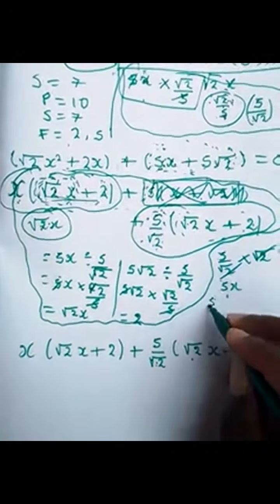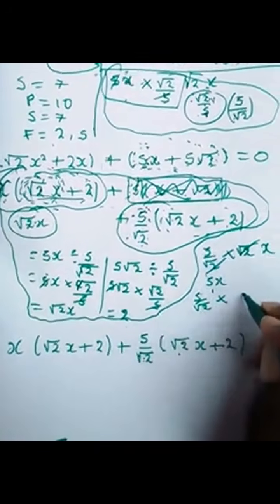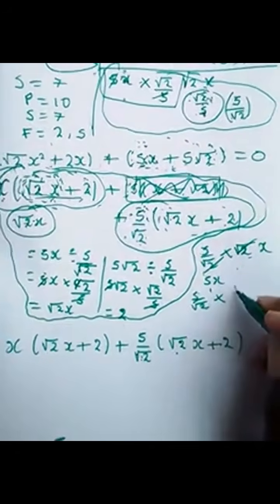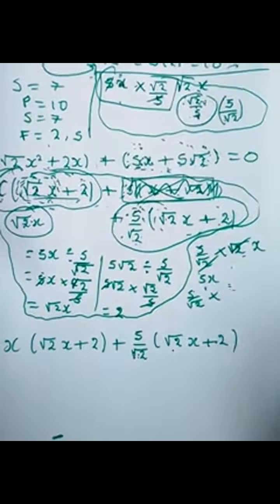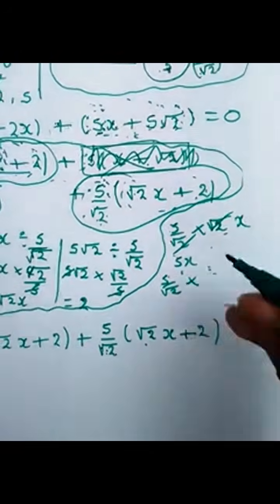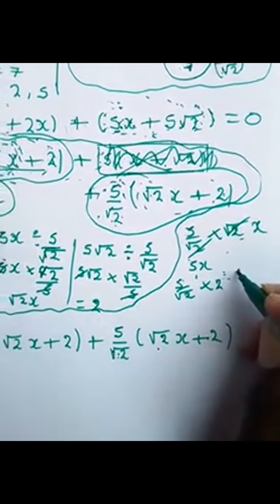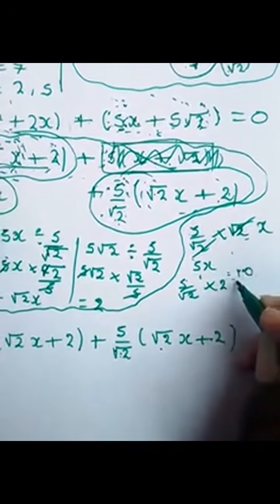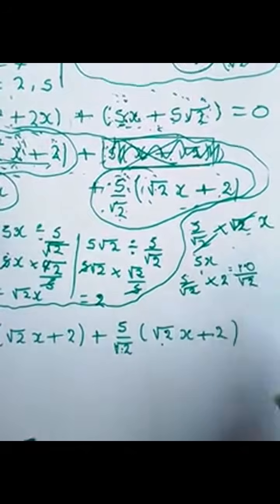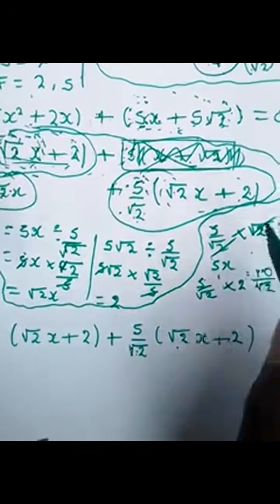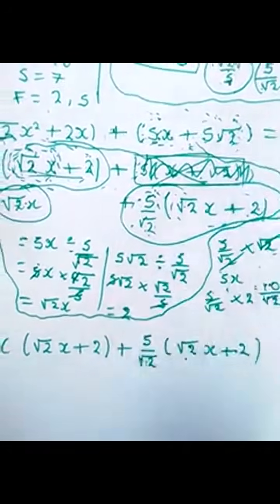And 5 over square root of 2 times 2, it's going to give you, of course, 10 over square root of 2. Now I know you'll be like, but Joseph, this 10 over square root of 2 is not equivalent to this value. Let me show you.